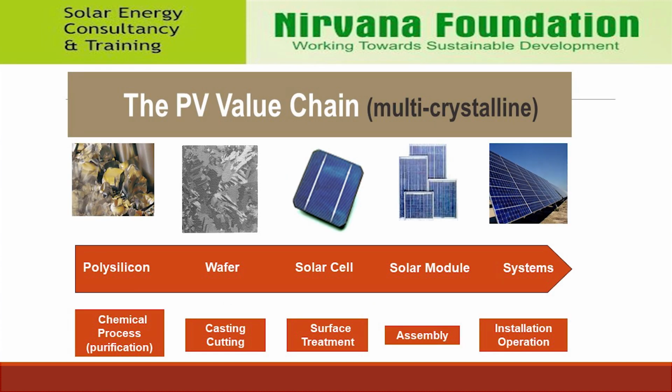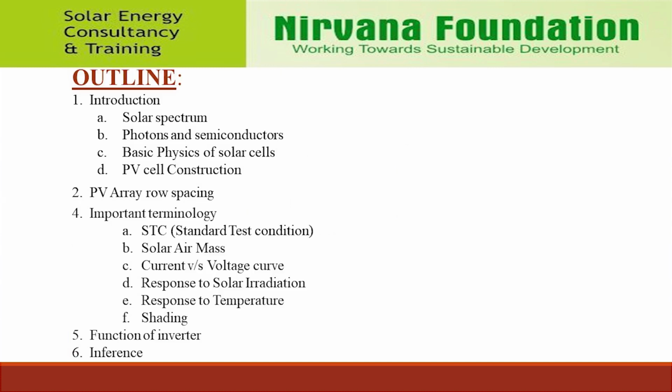The PV value chain. Manufacturing process. Step 1, sand. It all starts with the raw material, which in our case is sand. Step 2, ingots. Step 3, wafers. Step 4, solar cells. Step 5, from solar cell to solar panel. Step 6, testing the modules.